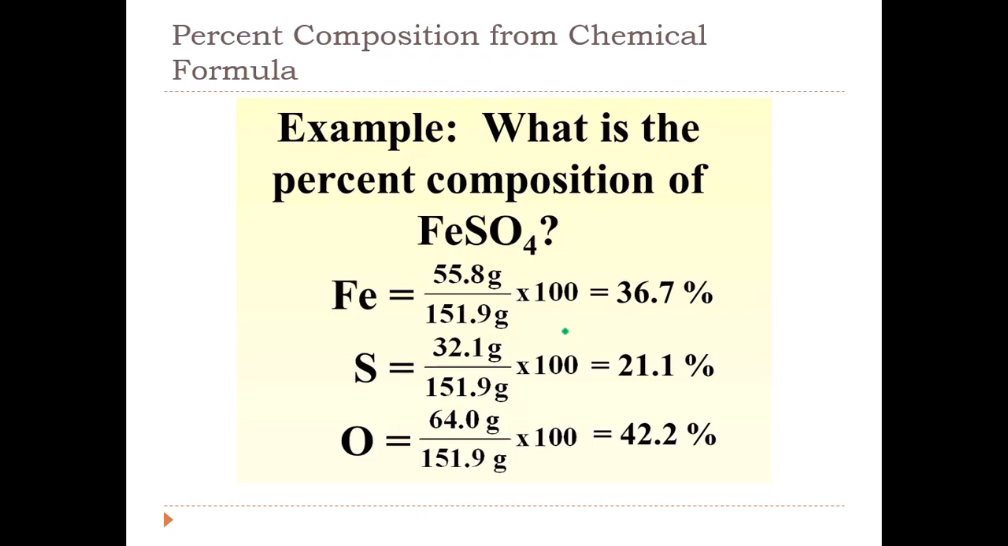And another example: what is the percent composition of iron 2 sulfate, with SO4 2 minus? We take the mass due to iron, so 55.8 divided by the total formula mass or formula weight, times 100. Then do the same for sulfur, and the same for oxygen, but for oxygen we multiply 4 times 16, since we have 4 oxygen atoms. And so iron 2 sulfate is 36.7% iron, 21.1% sulfur, and 42.2% oxygen.